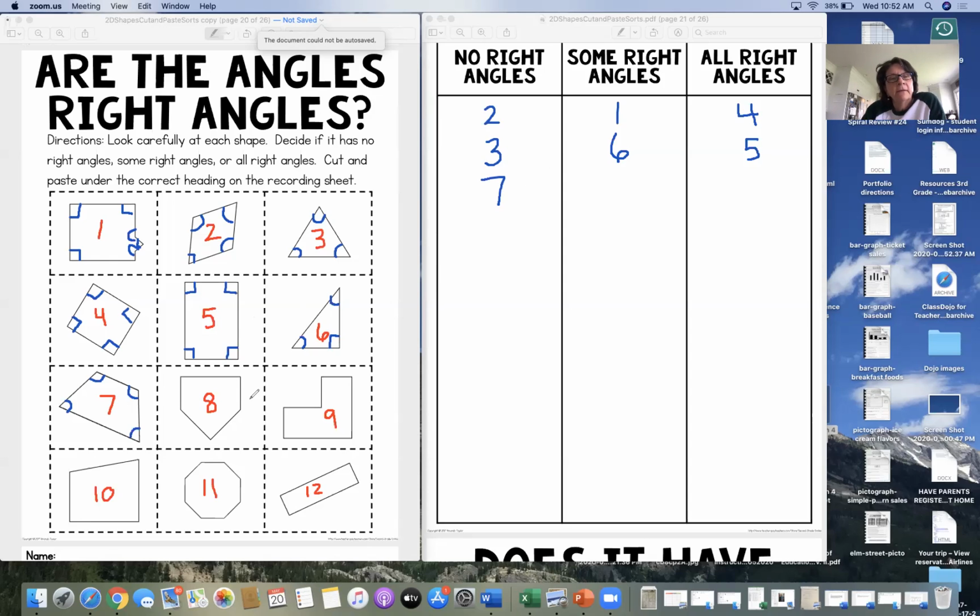Okay, number 8. This is a polygon because it's a closed figure with all straight sides. I'm going to count the number of sides. So it's got 1, 2, 3, 4, 5. It's got 5 sides, so it is not a quadrilateral. A 5-sided polygon is called a pentagon. Now I'm going to look specifically at the angles, and this looks like a nice square corner here, and so does this one. But if I go down here to this angle, that is definitely not a square corner, and neither are these. So this is another example of a polygon that has some right angles. So we'll put number 8 in the middle column, some right angles.